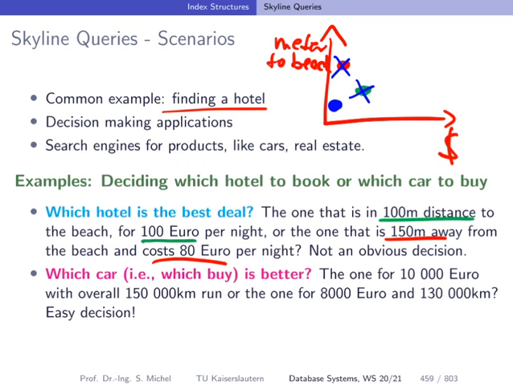Another example: you want to buy a car as before, and we have one which costs €10,000 and has 150,000 kilometers run, and the other one is €8,000 and has 130,000 kilometers run. In this example, that's easy because this car here is cheaper and has fewer kilometers compared to the other one. And unless, of course, we come up with more criteria, in this case, the decision is kind of clear.